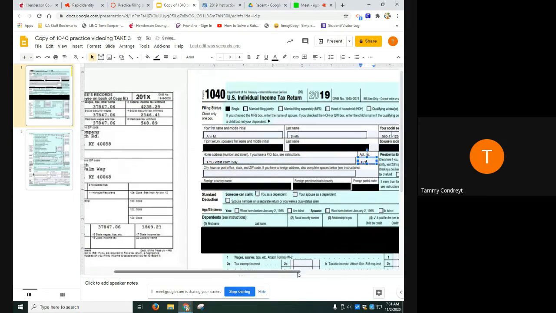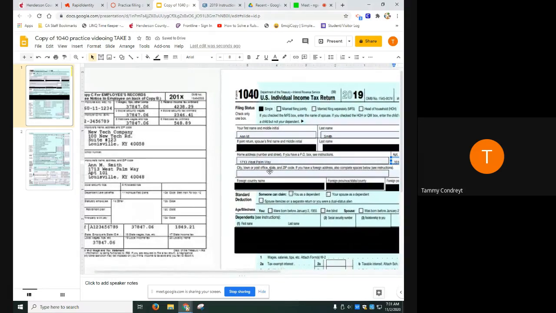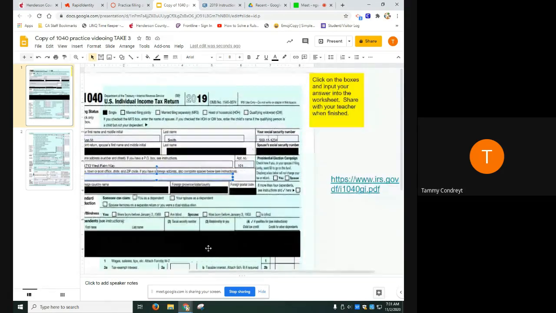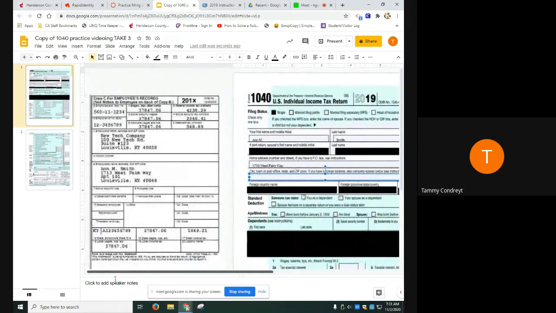Her city, town, state, and zip are listed over here too. And that is Louisville, Kentucky, 40048. And that's for Miss Ann Smith.